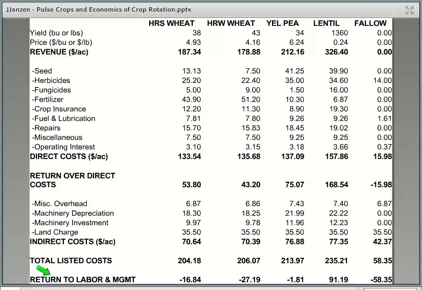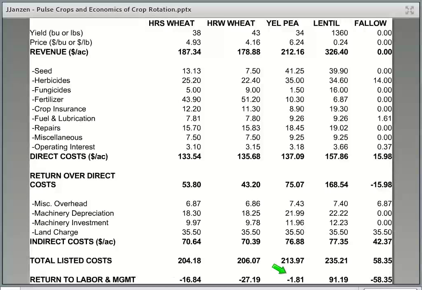And so given that, for example, for spring wheat, North Dakota State was projecting negative returns to labor and management. That is, there'd be no money left over after all these expenses were paid for paying for the labor that the farm operator incurred, or giving them some return to their management ability. So that made spring wheat look relatively poor relative to some of these other crops.